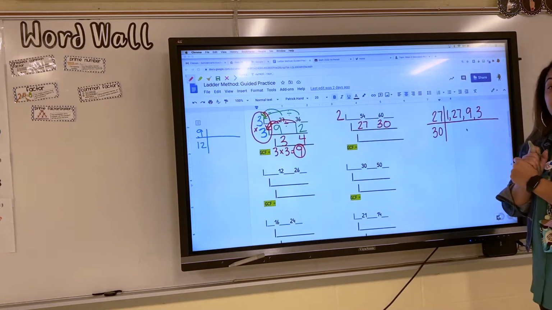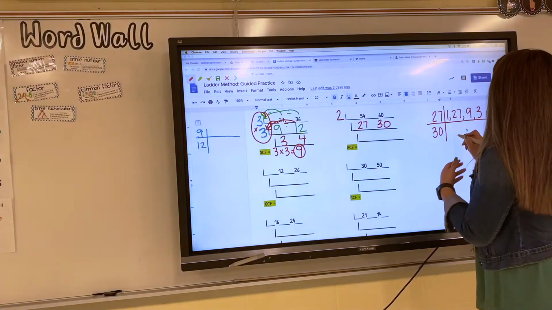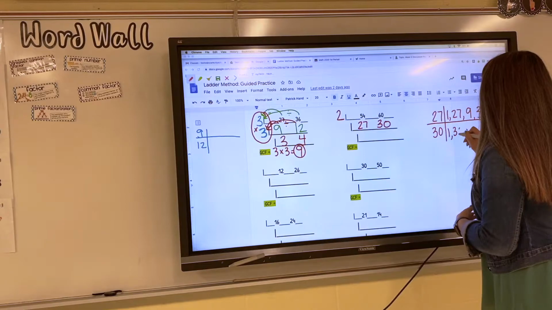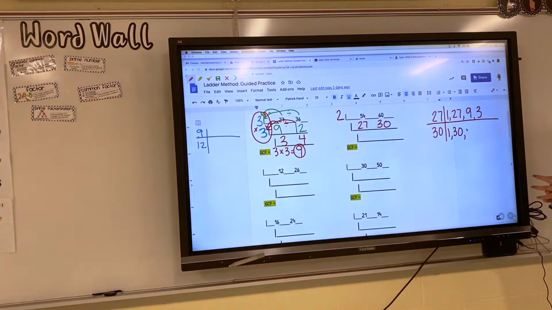So now I'm going to move down to 30. As always, I like to start really easy. So I'm going to do 1 and 30. Now, what other numbers or factors can I multiply together to give me 30? I want y'all to think about this. That's why I'm taking pauses.